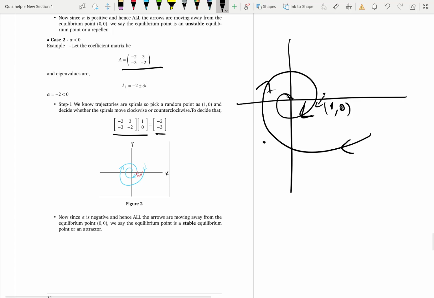If alpha is negative, it should approach, then find out the orientation, clockwise or counterclockwise, then decide the shape of your spiral. So that is how you draw a rough sketch of a phase portrait when you have complex eigenvalues.